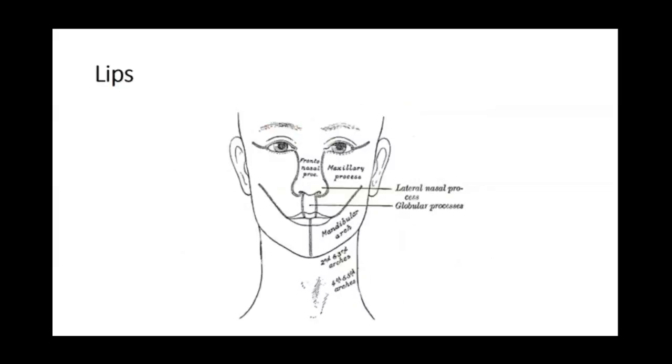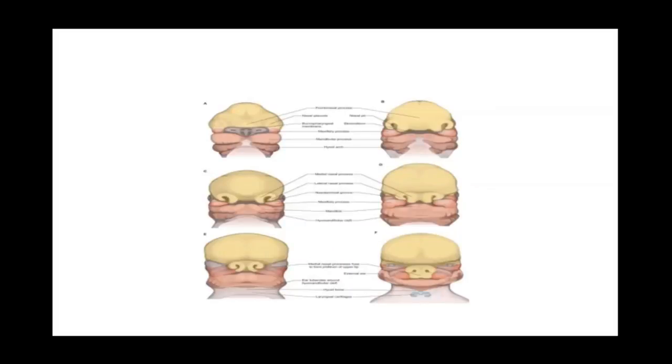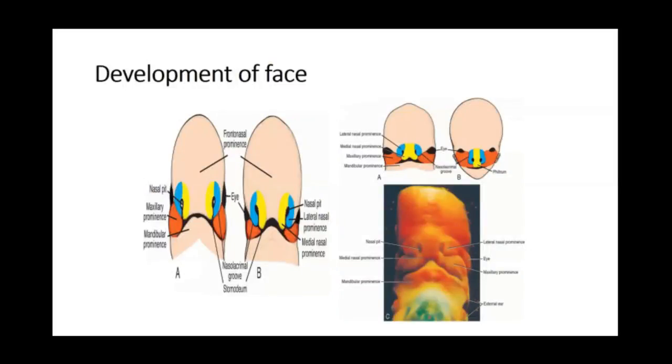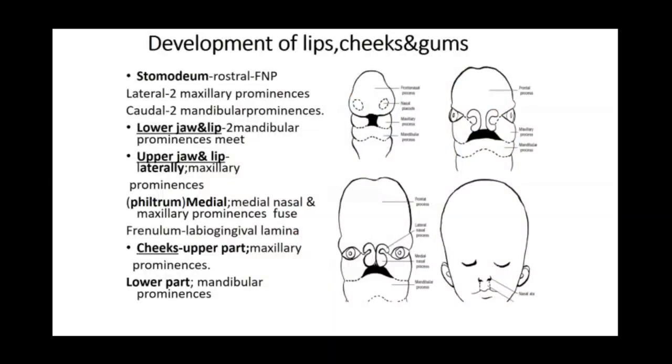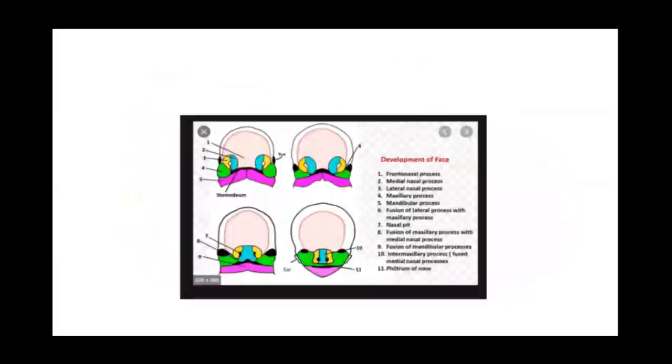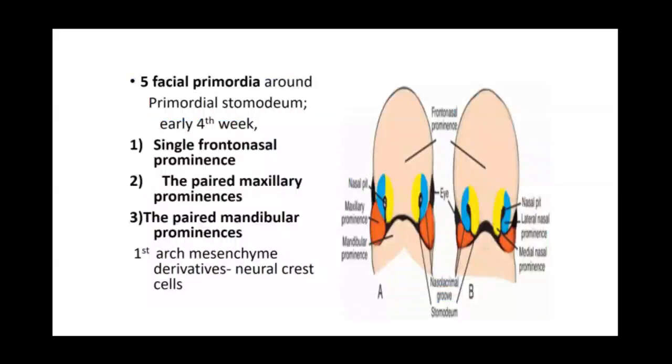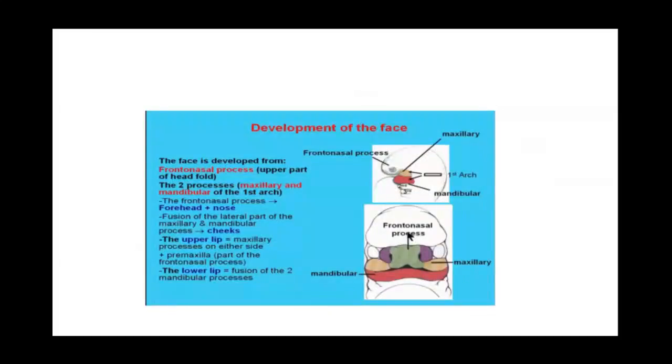So if we recollect the different phases, these are the different positions, how the face is developing, the 5 primordia which are arising. The face is developed from the frontonasal process, the upper part of the forehead fold, and the 2 processes, maxillary and mandibular, of the first arch. The frontonasal process gives rise to the forehead and the nose.